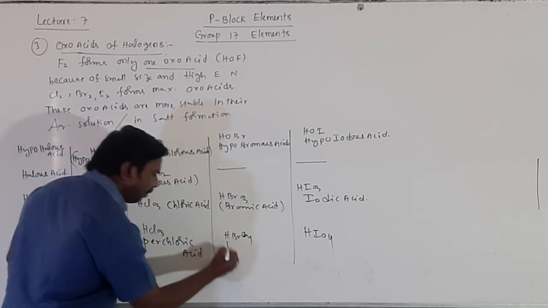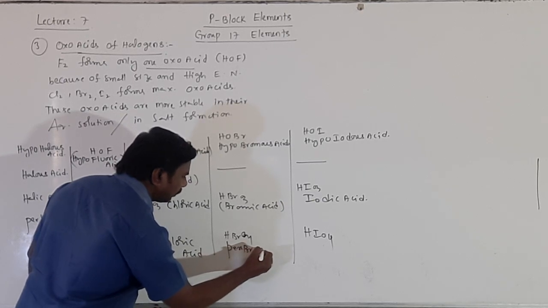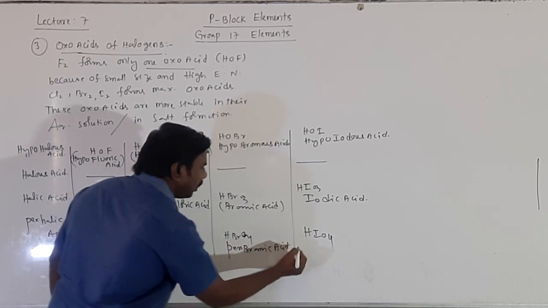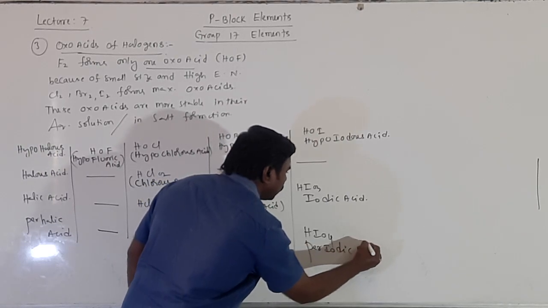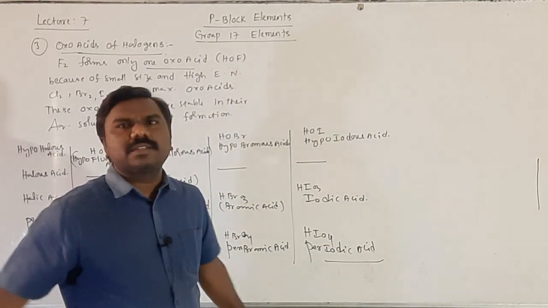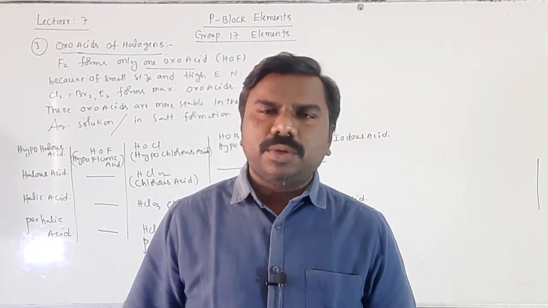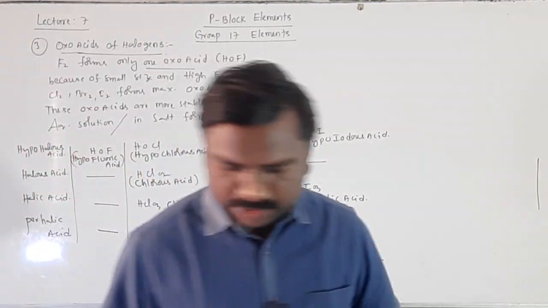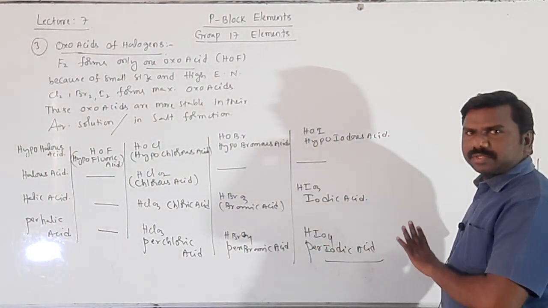Perchloric acid, perbromic acid, and this is periodic acid. These are the names of these oxo acids, and their structures we need to observe, very, very important. Check it clearly. So, if you completed, I am erasing this, right?